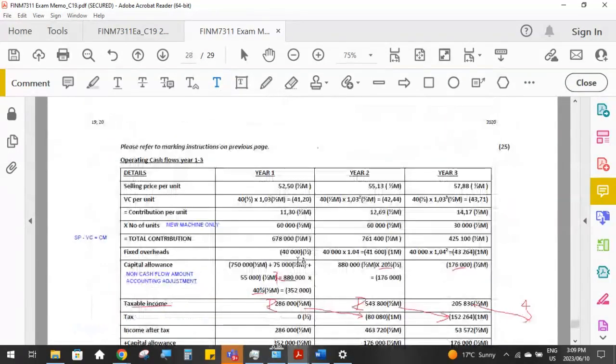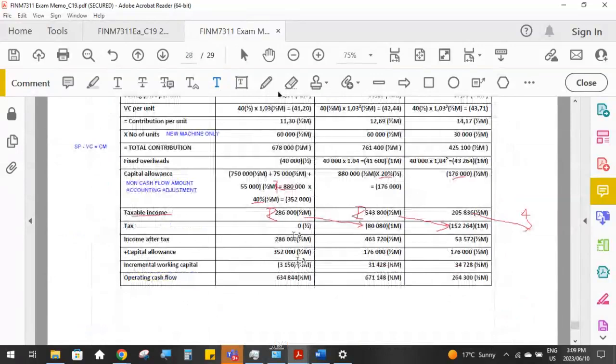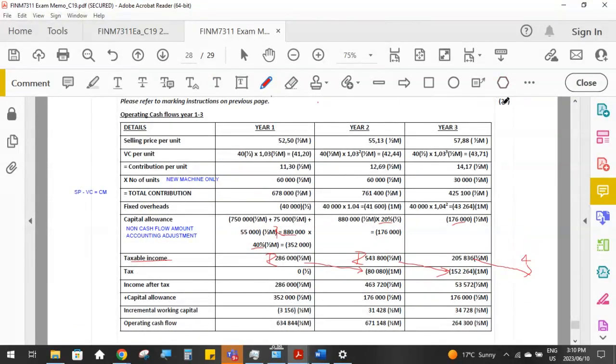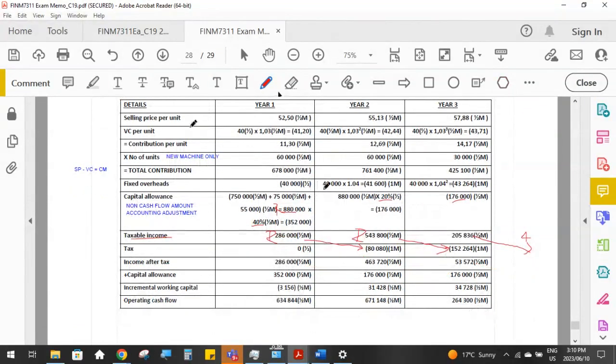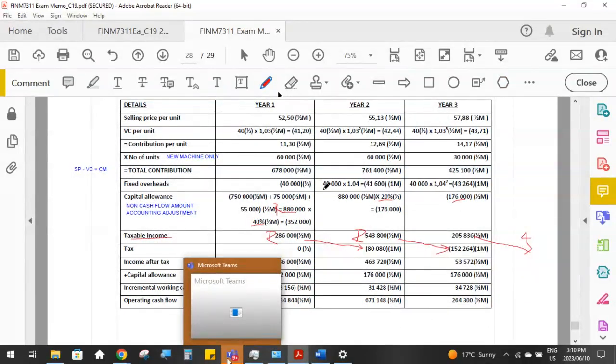Okay, make sure again you understand that the timing of where you put these workings into the cash flow table is super important to get full marks. Cash flow out, cash flow in, and then we can add up finally to get our total final operating cash flow generated by the purchase of the new machine. All of that was for 25 marks, so you have to be able to get this down in 25 minutes.